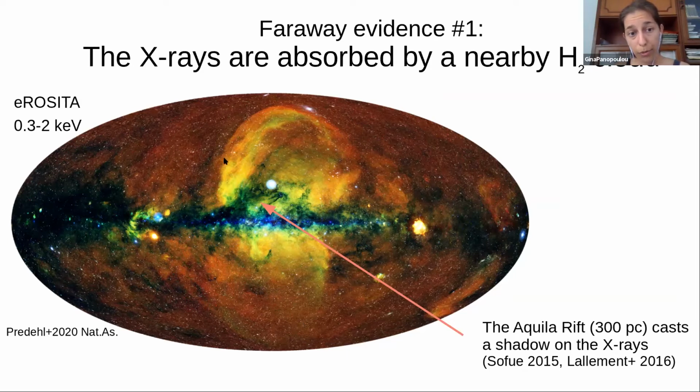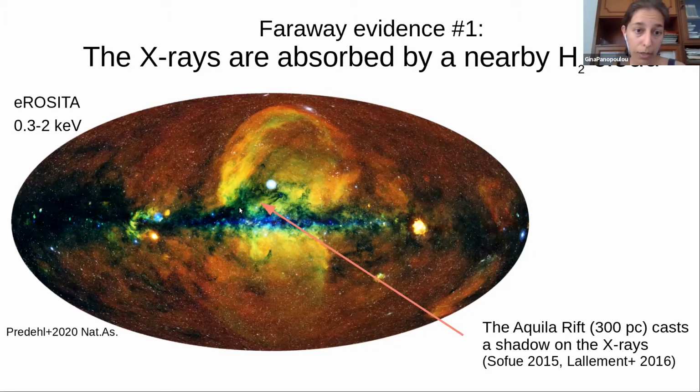And the North Polar Spur is this bright yellow feature that you're seeing here in this composite image. And it's been known for a while now, even from measurements from ROSAT, so much earlier than eROSITA, that there's a molecular cloud that's causing the absorption of the North Polar Spur at these latitudes. This molecular cloud is called the Aquila Rift. It's at around 300 parsecs from the sun.